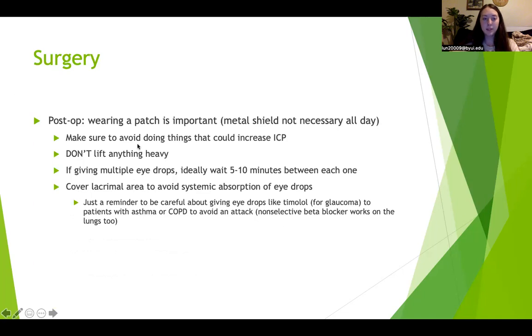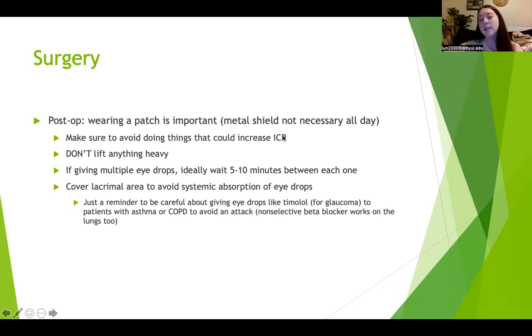Okay, so eye surgery. Post-operatively, wearing a patch is important to allow the eye to heal. Metal shields are used during the night to avoid scratching, hitting, anything like that. You don't need to wear it all day, but a metal shield is necessary at night on the operative site.